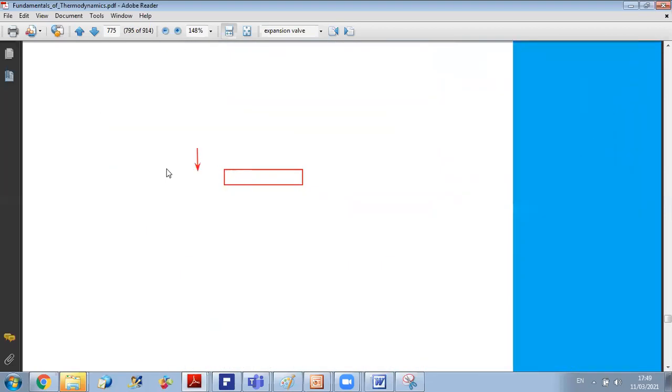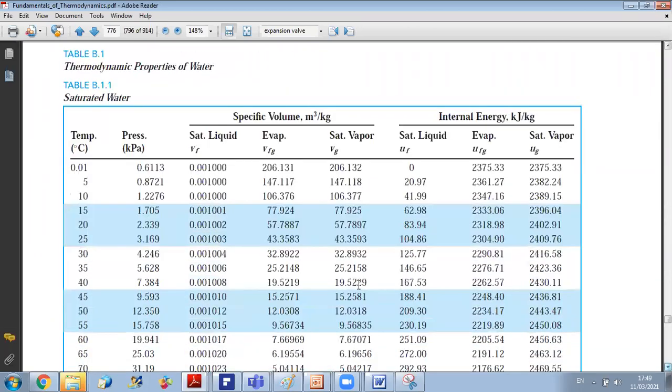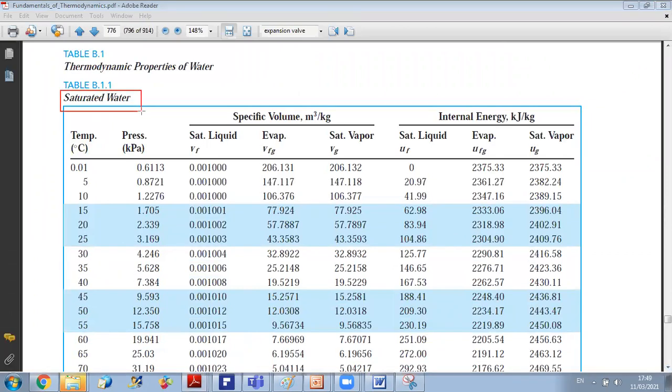In Appendix B, the first set of tables is for water. We have several tables. We have what is called saturated water. When we talk about saturated water, this means that we have a mixture of vapor and liquid. In this case, you need to determine the entry, for example the temperature. You can have saturated water with temperature entry, or saturated water with pressure entry.